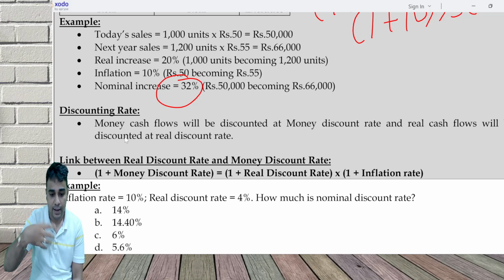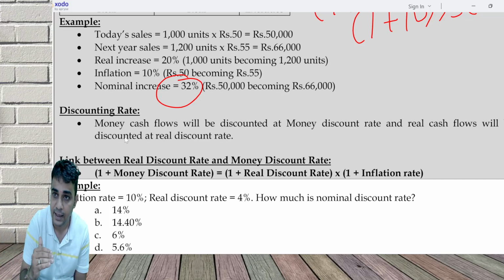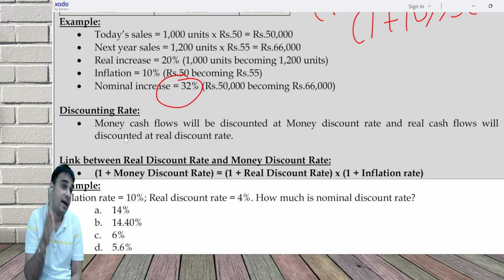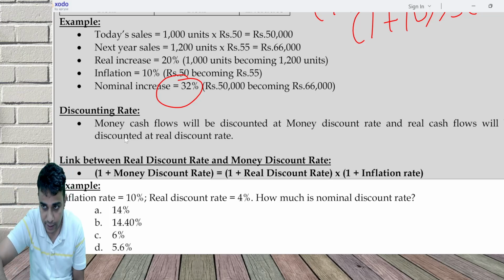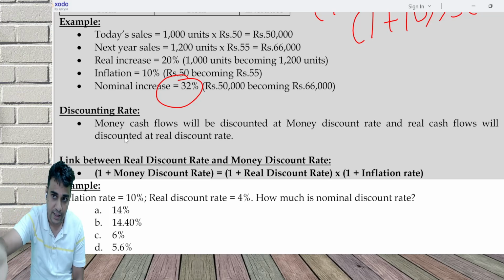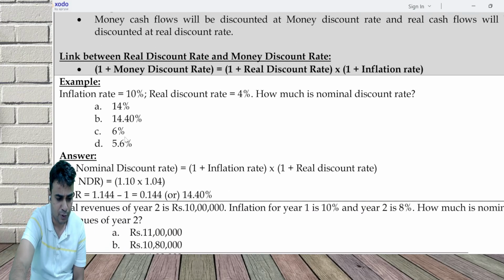Again, I'm repeating: in a loose discussion with you, I can say MDR is equal to this. I had this experience in my interview when somebody asked me a related question. If I'm asking someone in an interview and you give me 10 and 4, I'll say 10 plus 4, 14. That is an approximate answer. For the exact rate, 1 plus MDR is equal to 1 plus RDR into 1 plus inflation. Then I can move my cash flow from nominal cash flow to real cash flow and back. All that we'll see as we proceed.